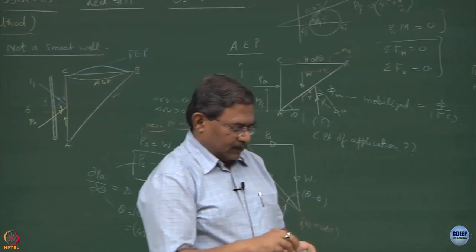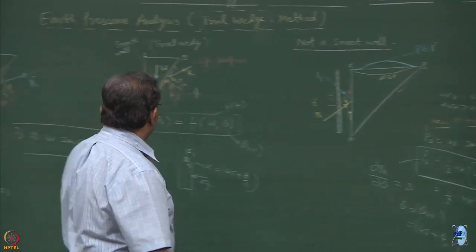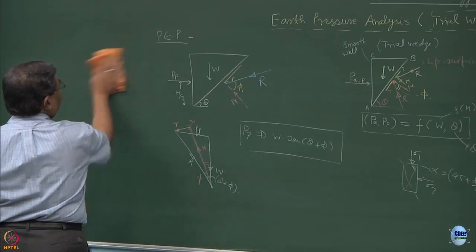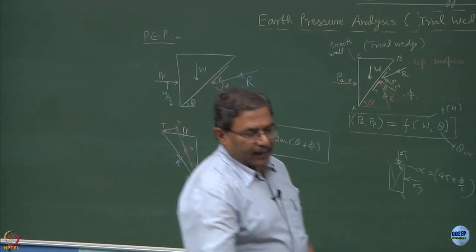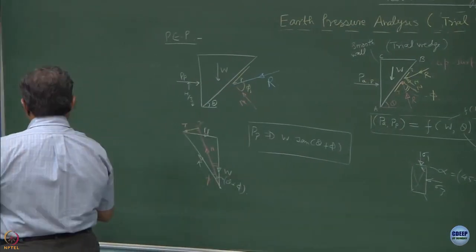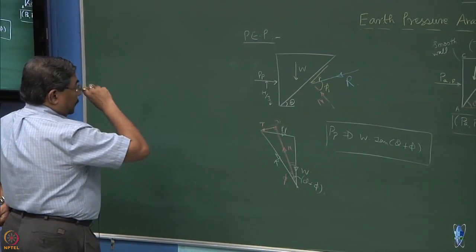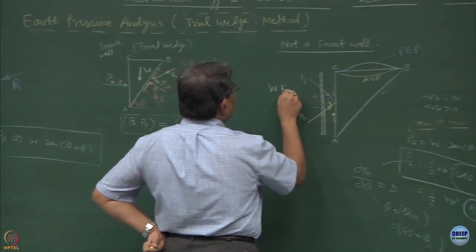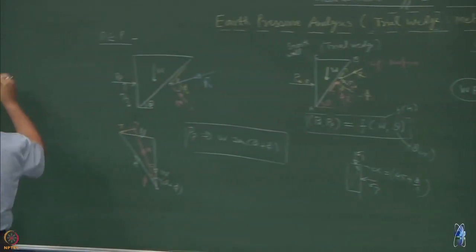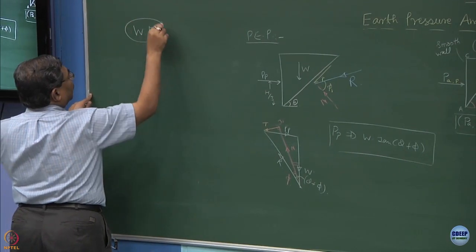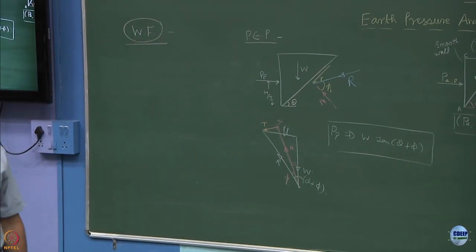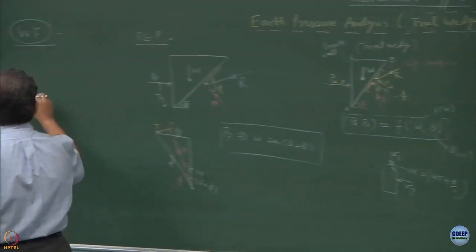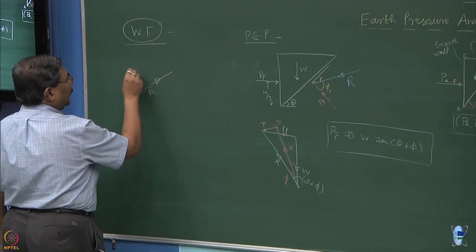Now, just for your quick understanding, let me take one more case before we disperse today. Let us take the effect of wall friction on the diagrams. This case. So, wall friction case, let us say. Draw the direction of PA in your book. You know the direction of PA? Fine. Inclined at an angle of delta.